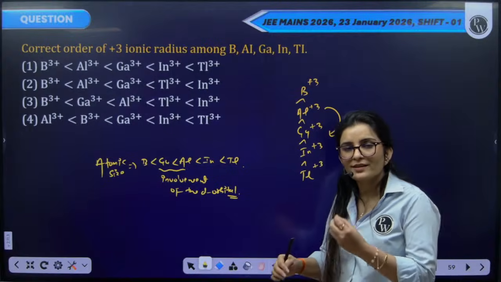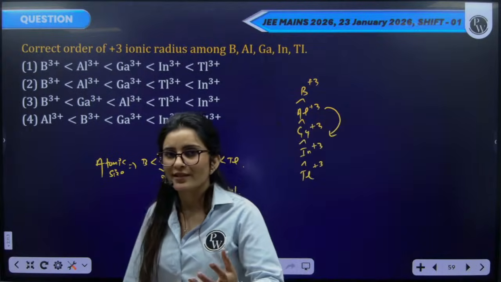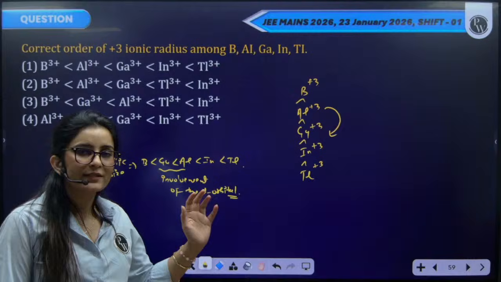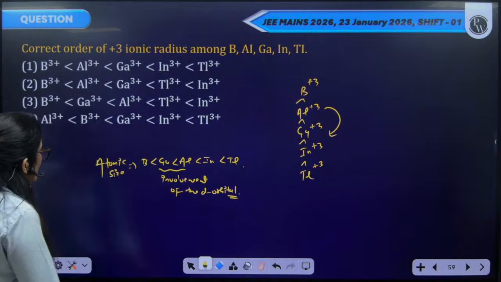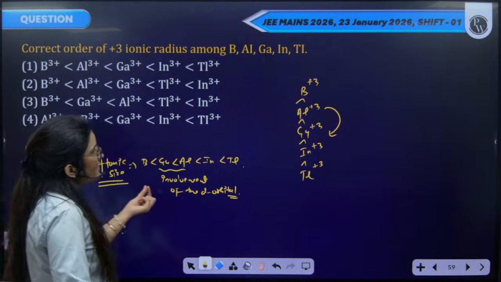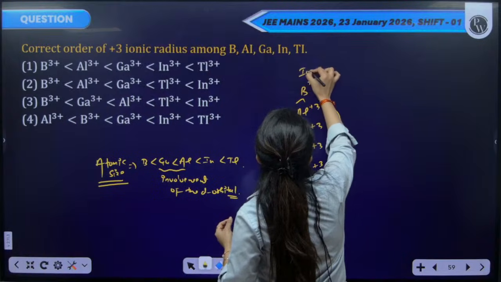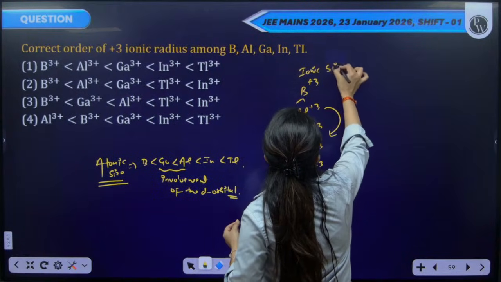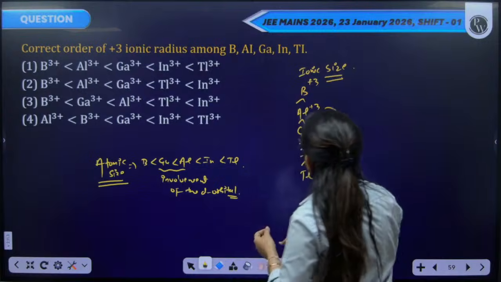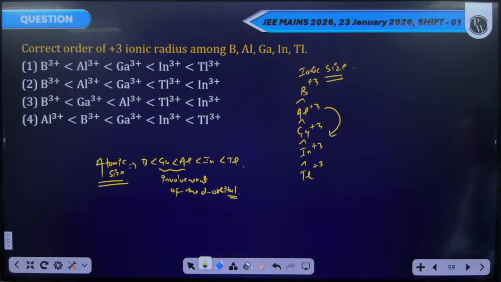As the n value keeps on increasing, the atomic size will also keep on increasing, and so will the ionic size. So this is the order of the atomic size, but if you talk about the ionic size, there will be no anomaly. It will be repeated just like that. So that's a question again from periodicity in properties.